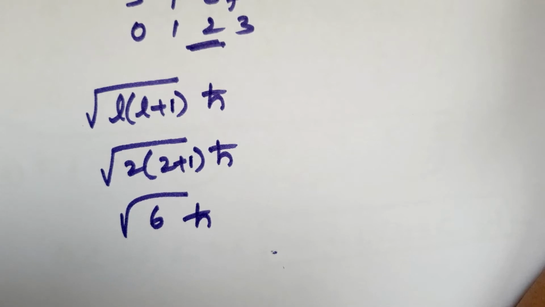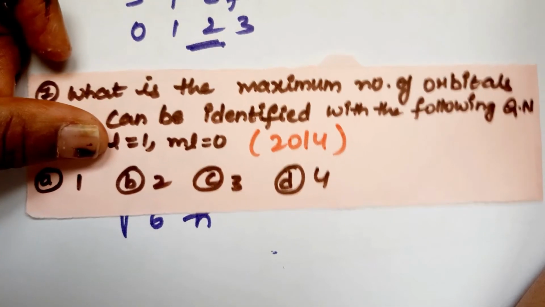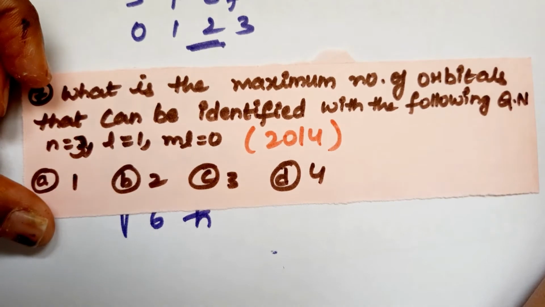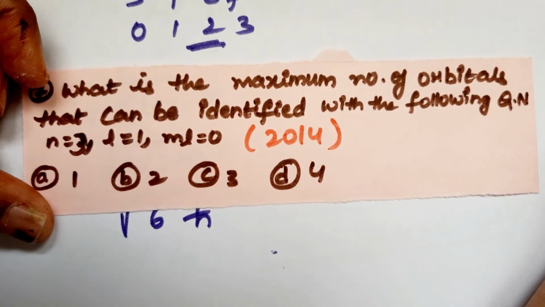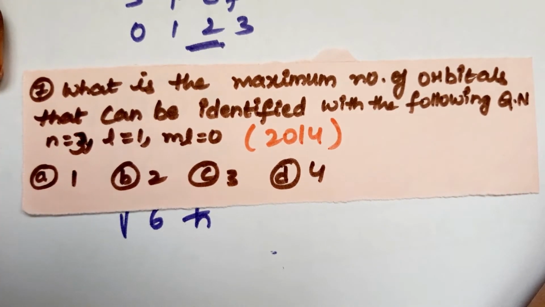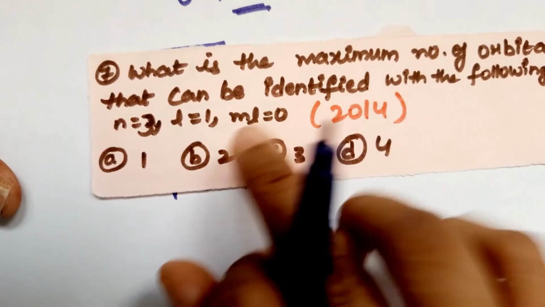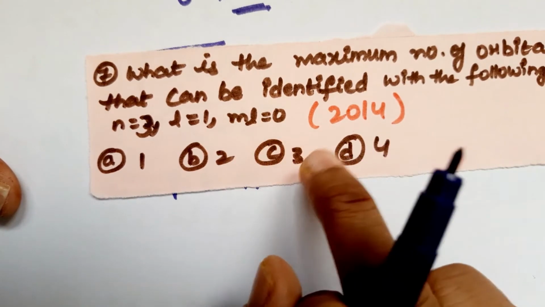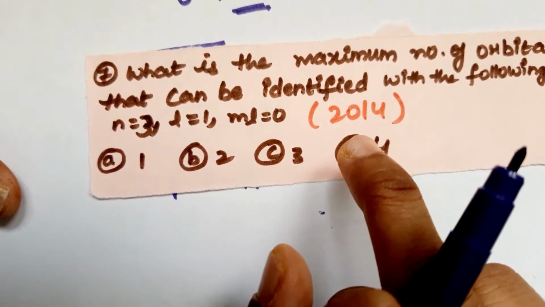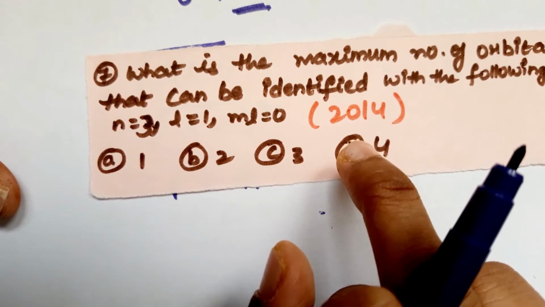What is the maximum number of electrons? What is the maximum number of orbitals that can be identified with the following quantum numbers? It is given as n is equal to 3, l is equal to 1, ml is equal to 0. It is in the previous year questions, the 2014 question.